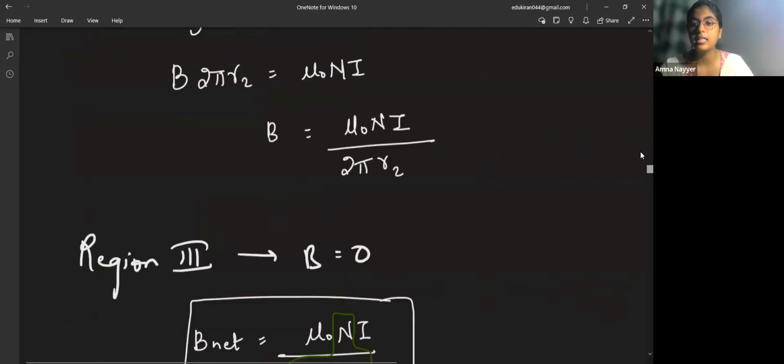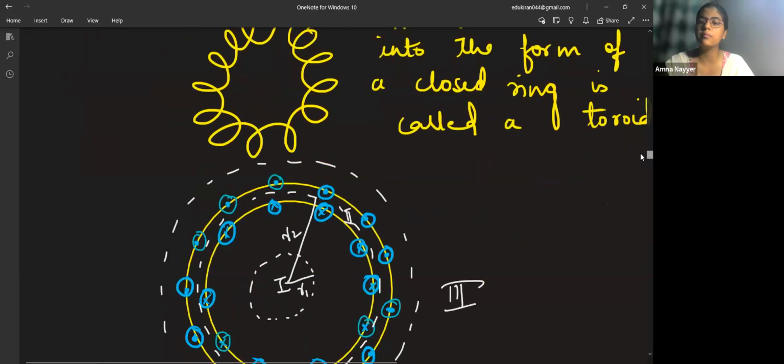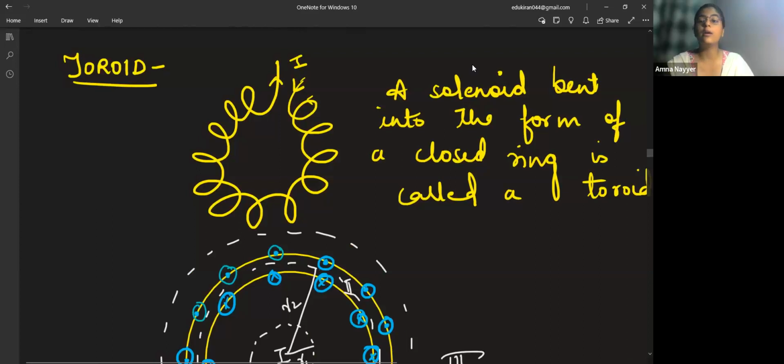This is your toroid and the derivation is also simple. Note it down. Any doubts you are having, get it clear in between.